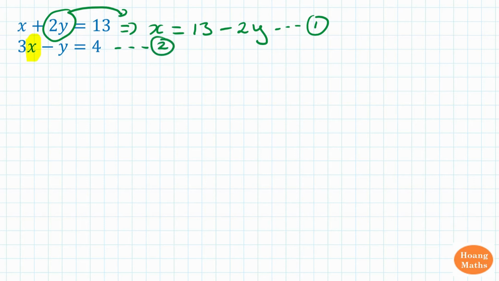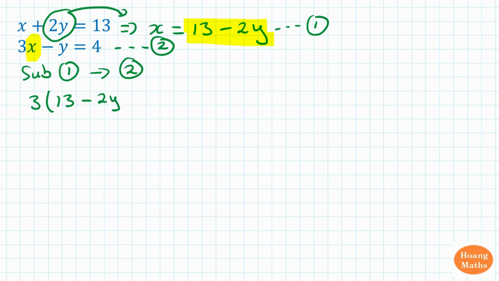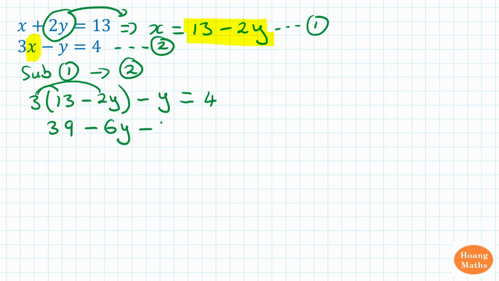Now this x here becomes 13 minus 2y. So I just write: substitute equation number 1 into equation number 2. In other words, 3x minus 4y becomes 3, instead of x it is 13 minus 2y, because x is equal to 13 minus 2y, and minus y down, that is equal to 4. Then I just remove the bracket first. So 13 times 3, or 3 times 13, is equal to 39. 3 times minus 2 is minus 6, so minus 6y. And the minus y, I just write this down.